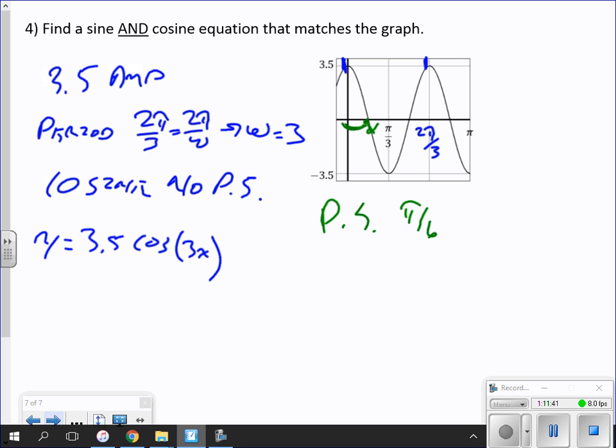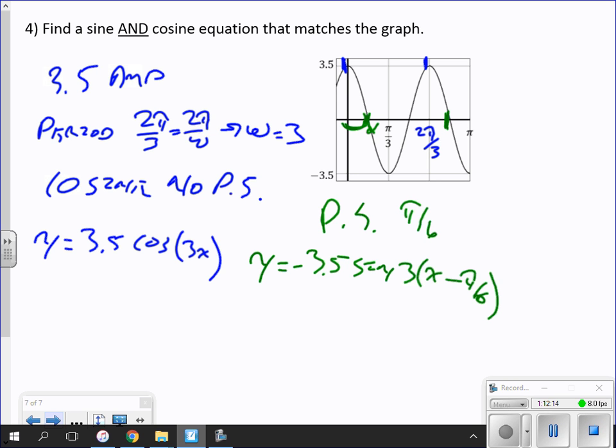Because you don't have the other part of the graph, the implication is you just deal with what you have. So I have one full cycle. It goes from here to here of the sine. So I go with the full cycle that's given to me. So I would do y equals negative 3.5 sine of, what's our period again? Our W was 3, because it's the same for both. 3 times x minus pi over 6.